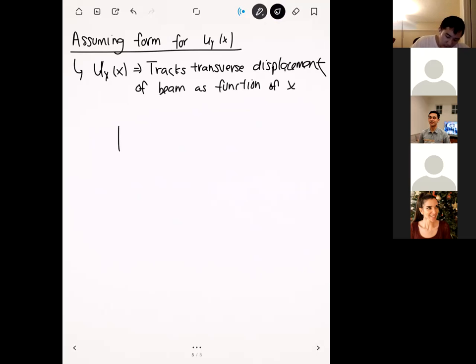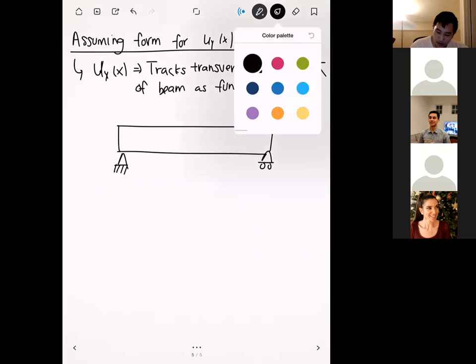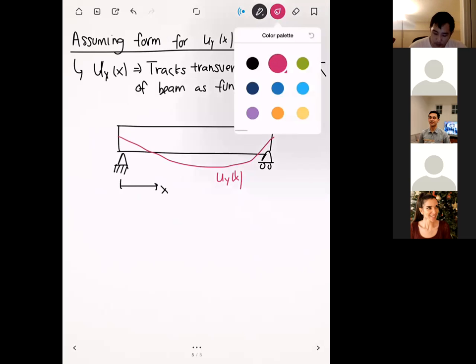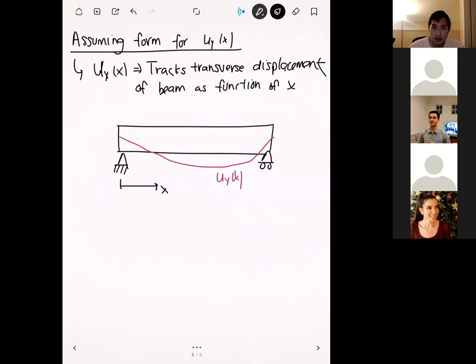Okay, and so if you have a beam that looks like this, and let's say that the x direction is this way, then a uy of x, say that we have a distributed load on this, might look something like this. And so uy of x here basically tracks how the beam deforms as a function of space. And the way that we usually obtain this is we solve the beam equation for it.